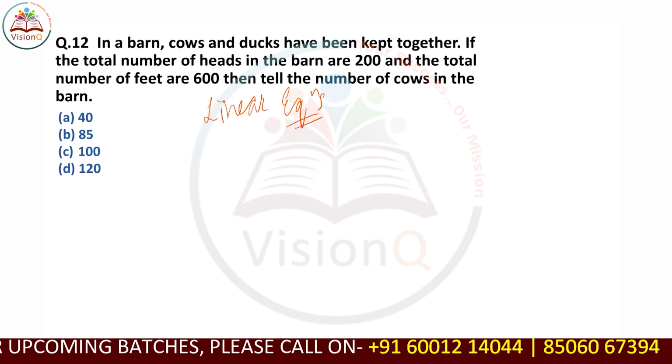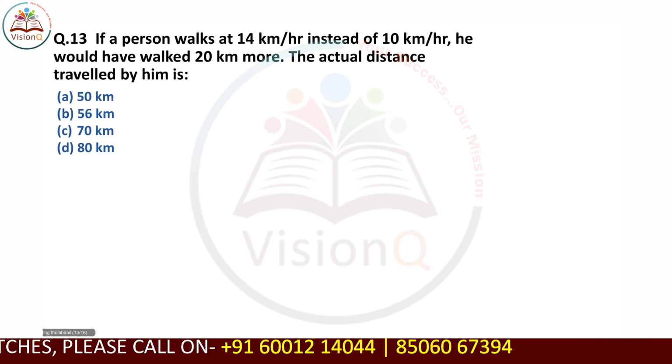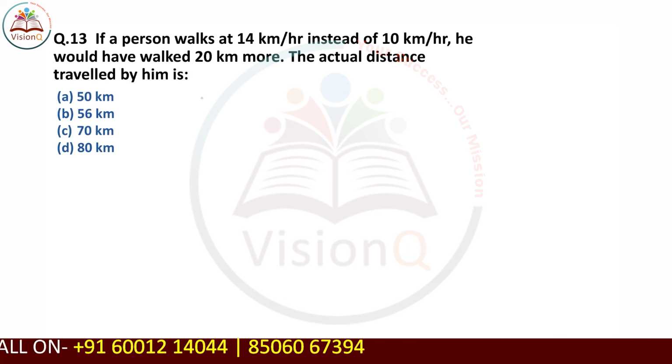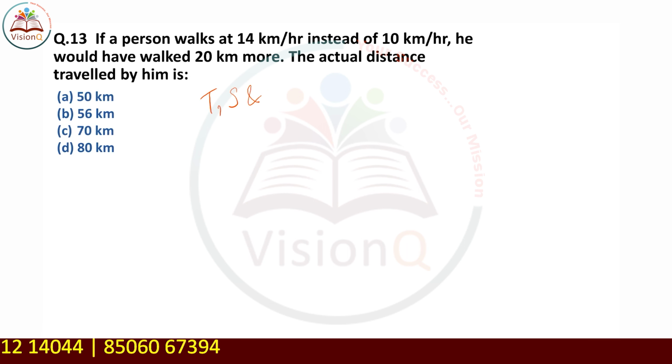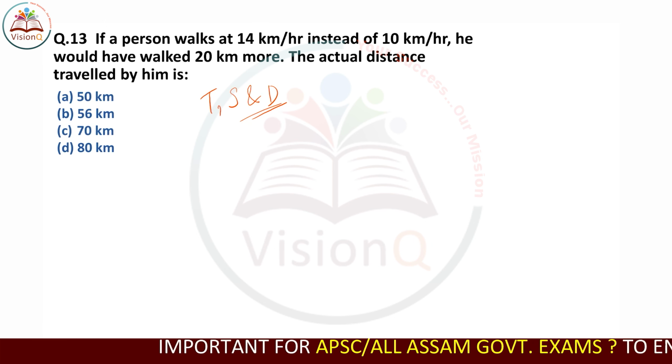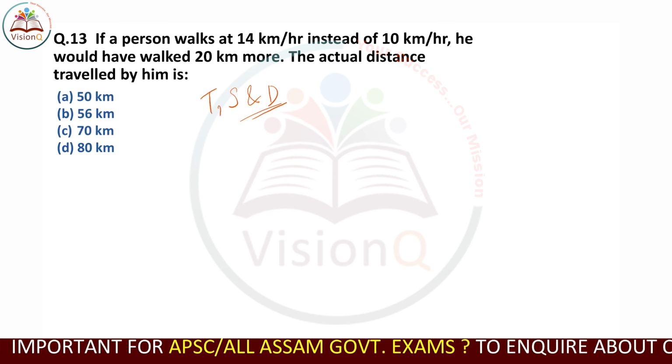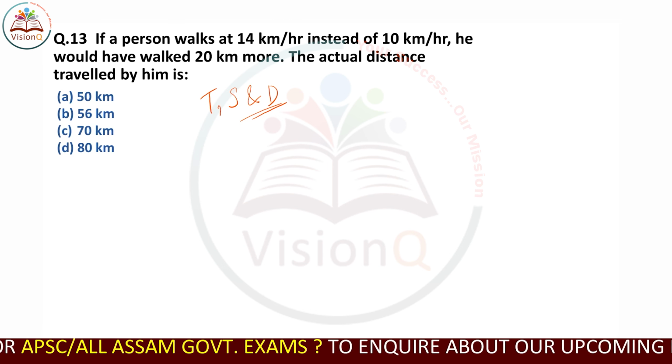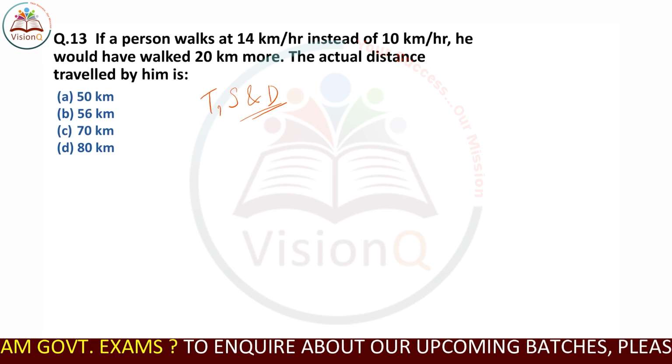The next question, number 13, is a question on the topic of time, speed and distance. It says that if a person walks at 14 km per hour instead of 10 km per hour, he would have walked 20 km more. It is asked to find out the actual distance traveled by him. There is more to questions 14 and 15 also.